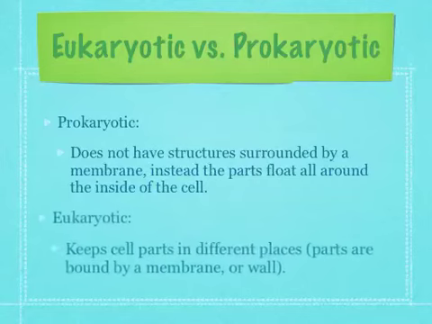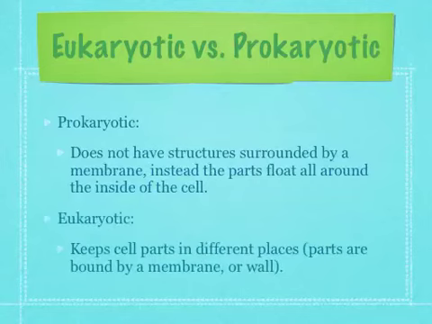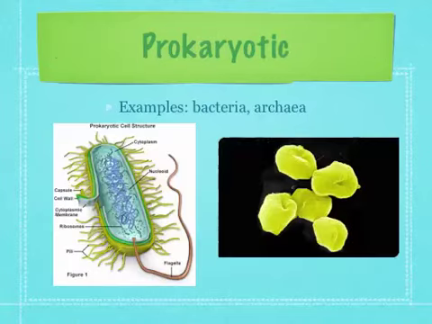Eukaryotic cells are a little bit more evolved, and so they have all of their cell parts in different places. They have them organized a little bit more. So the parts are bound by a membrane or a wall. And so we'll talk about some examples here.